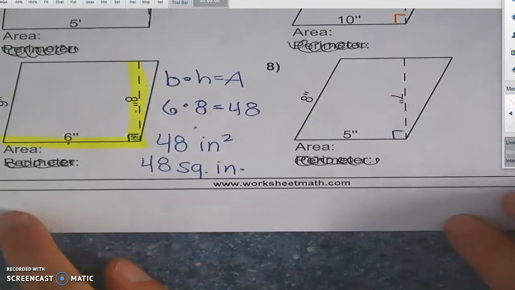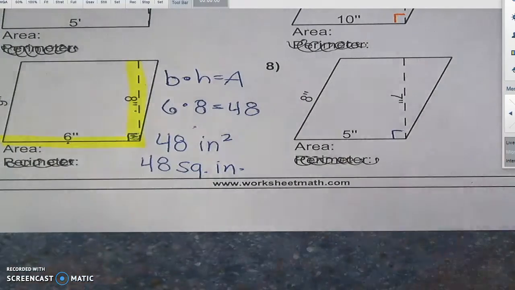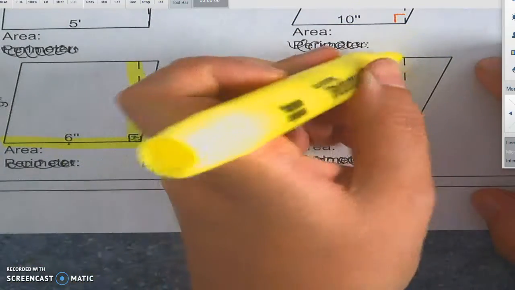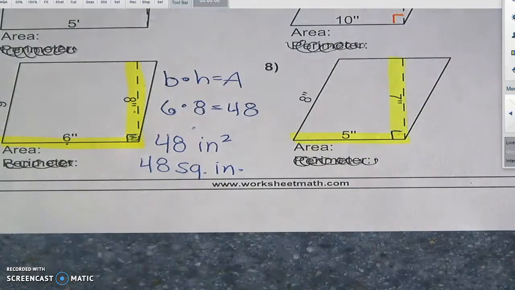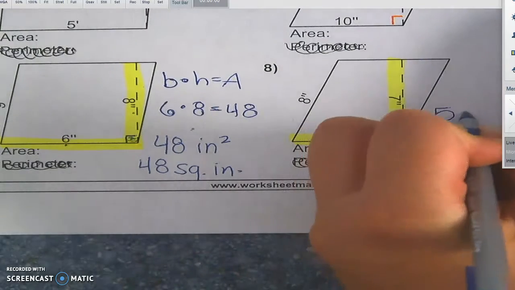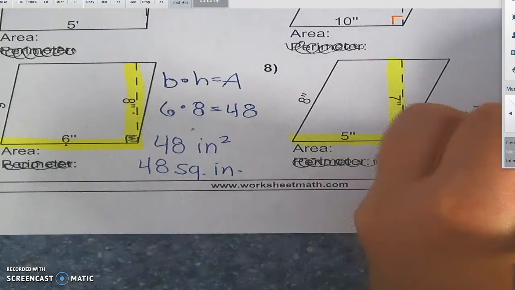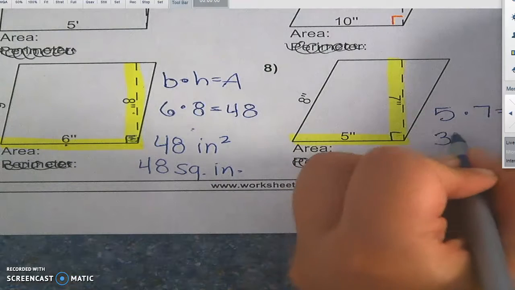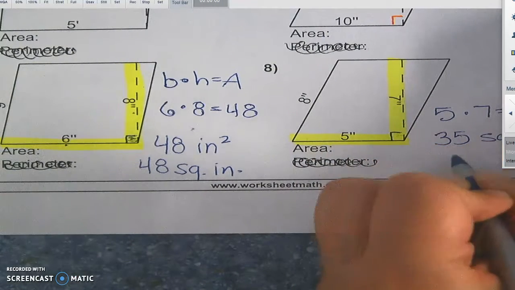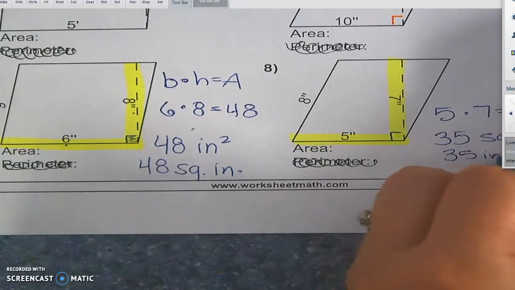So on this next one, here's that little box showing me my 90-degree angle. So this is my floor, this is my wall, or my base and my height. So this time I'm multiplying 5 times 7. So 5 times 7 equals 35. So my area is 35 square inches, or 35 IN with that little 2.